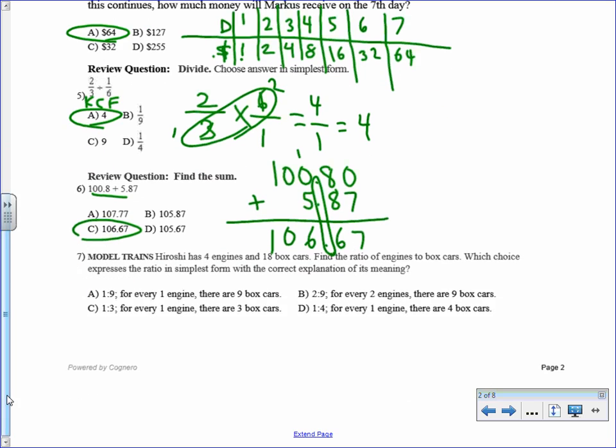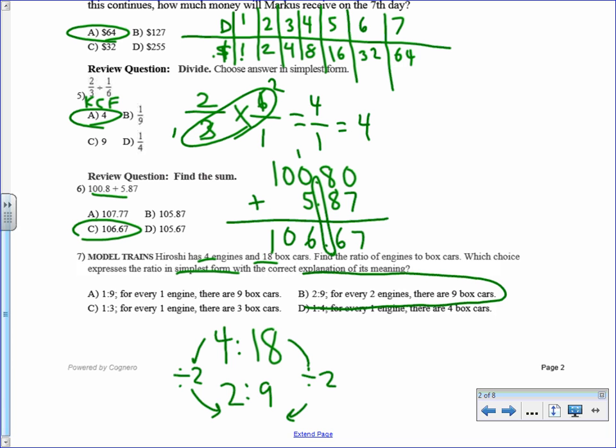Number 7, 4 to 18. We have to simplify 4 to 18. Divide by 2, both sides. You get 2 to 9. For every 2 engines, there are 9 boxcars.